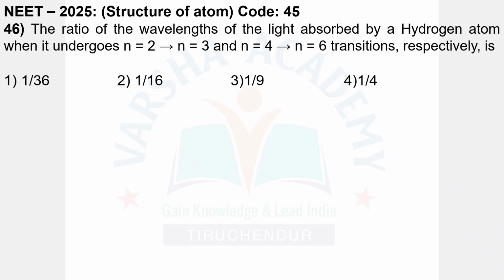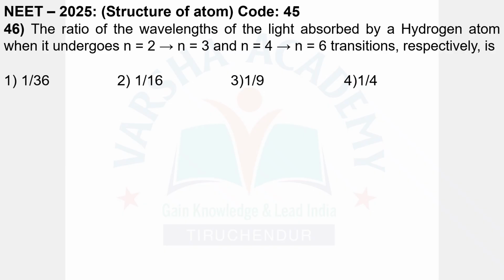In this video, we are going to discuss the NEET previous year question. The question is: the ratio of the wavelength of the light absorbed by a hydrogen atom when it undergoes n is equal to 2 to 3 and n is equal to 4 to 6 transition respectively is. This question is asked from the structure of atom. This is a very easy question. First we want to understand the question.